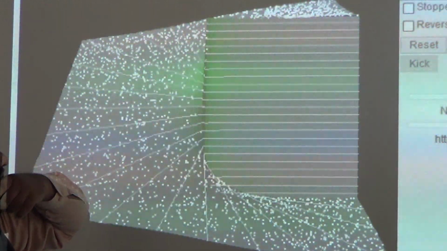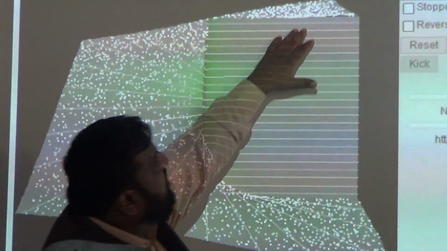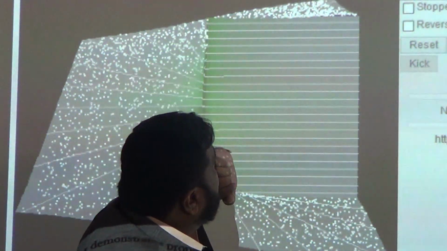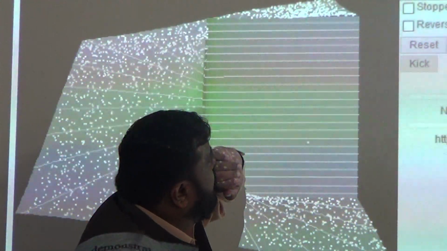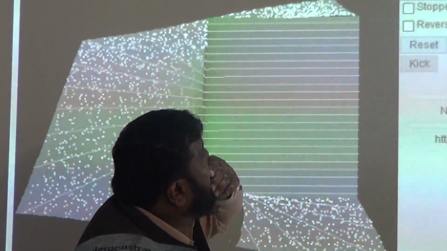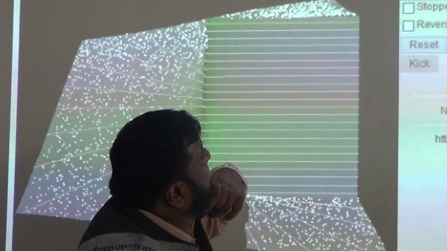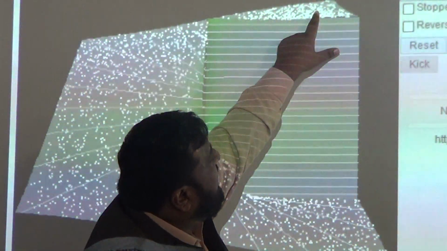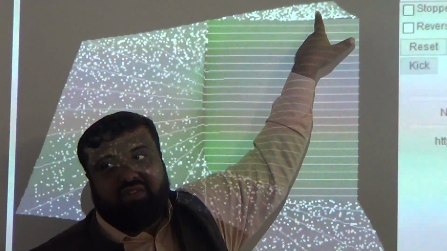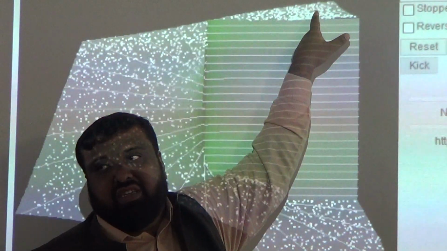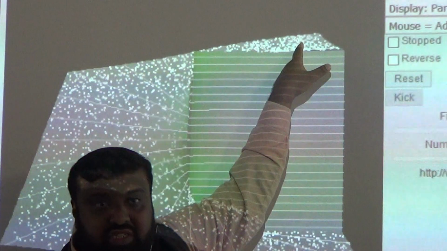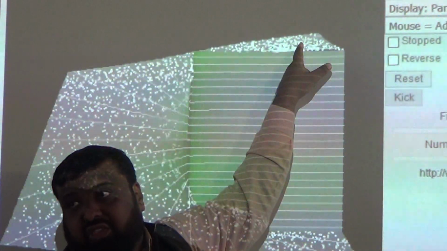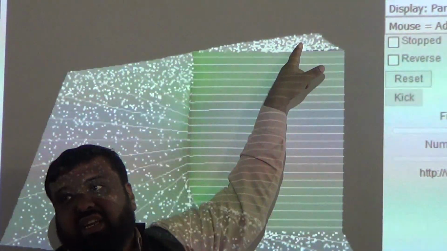On the top, the divergence will be positive. If I take, for example, this point, one of the points, what do you say about the divergence here? Zero. It should be still zero. Why? Because they are entering and leaving.